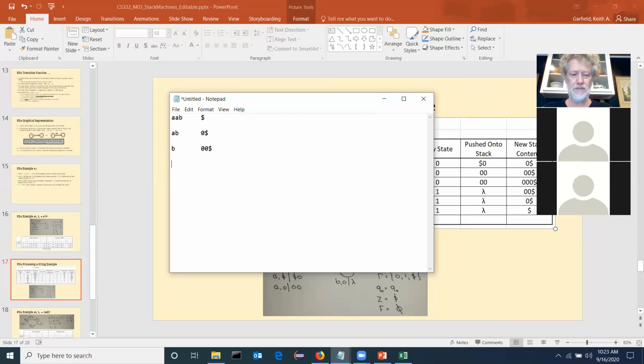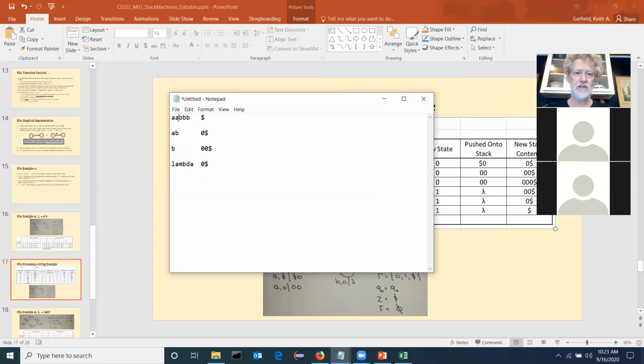And then I process the B, so I have nothing over here, and my stack looks like that. So what I did is, I stopped processing and I have a 0 on top of stack, so I would fail that. That would be a reject. Now let's do the other way.